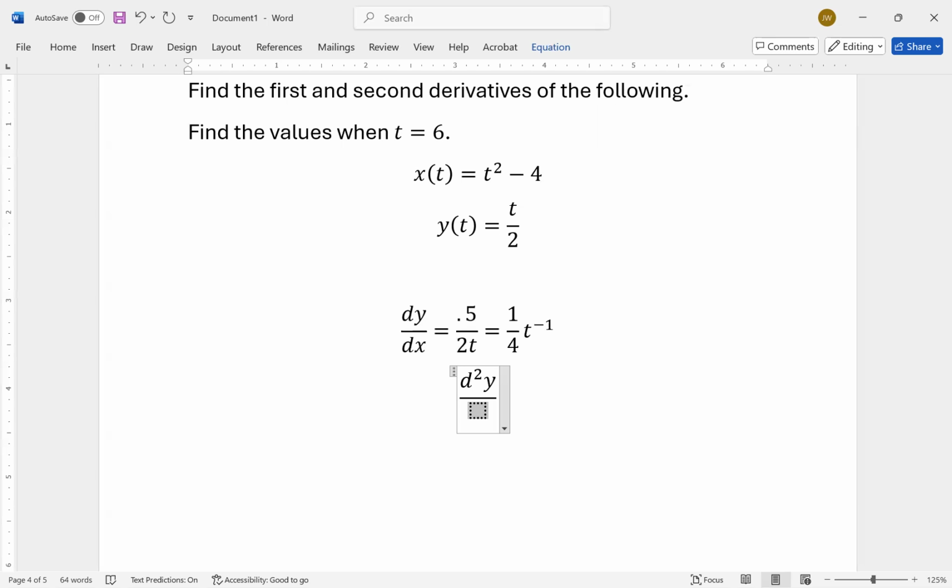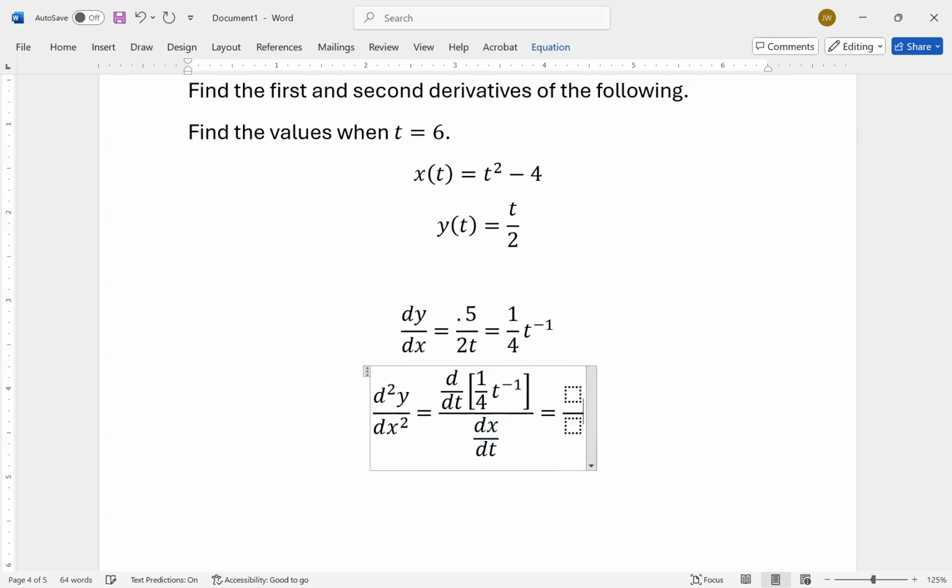My second derivative is the second derivative of y with respect to x. We're taking the derivative with respect to x twice. So what I do is I take the derivative with respect to t of my first derivative, which is 1/4 times t to the negative 1 power. And then I divide by dx dt, in other words, the derivative of x with respect to t.